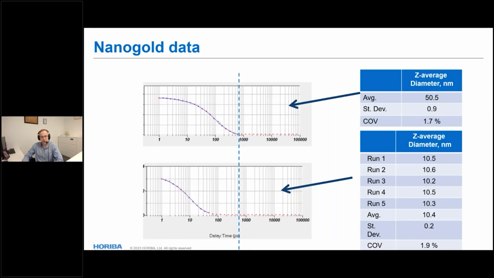And you can see as I go to smaller particle sizes, the autocorrelation function kind of sits down at shorter delay times, which is an indication that it takes less time for the relative positions of the particles to just move about any which way compared to each other. Again, I have 5 repeats, average of 10.4 nanometers, standard deviation of 0.2, coefficient of variation of 1.9%. And so this is quite happy. These are clean samples, and with good samples, you can get this kind of performance out of DLS quite often.